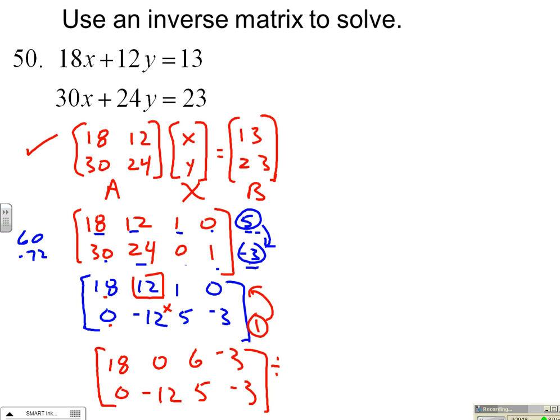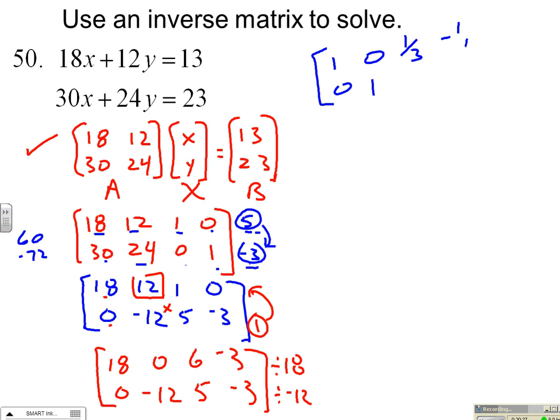and all that's left is divide this row by 18, divide this row by negative 12, and I've got my inverse matrix because I get 2 here. 1, 0, 0, 1. 6 on 18, 1/3. Negative 3 on 18, negative 1/6. 5 on 12, on negative 12, negative 5/12. And negative 3 on negative 12, positive 1/4. There is our inverse function.